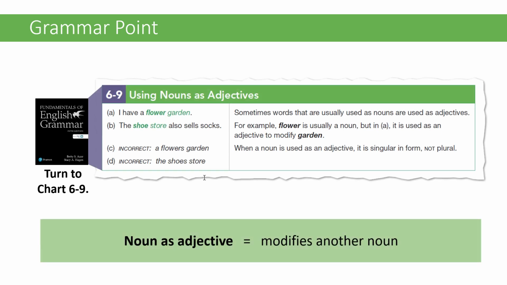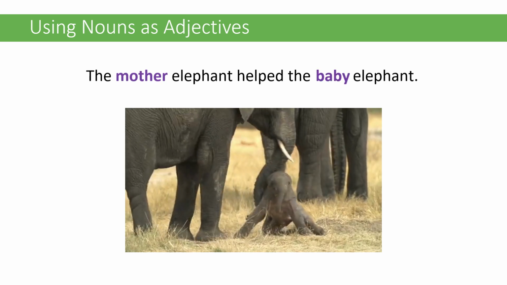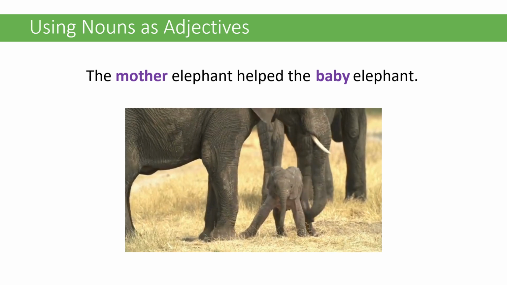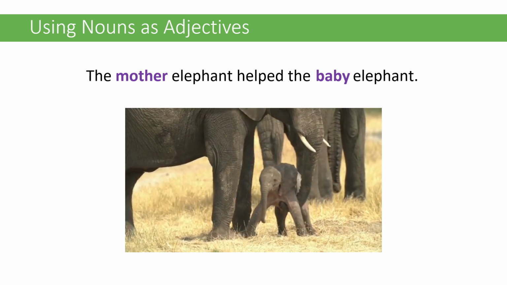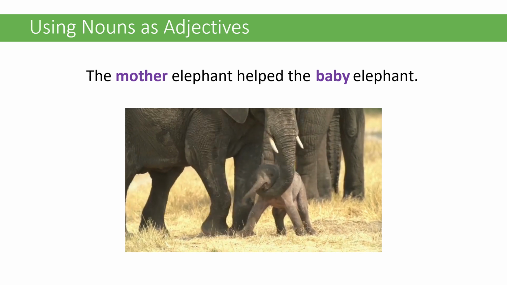Sometimes a noun can be used as an adjective. The form is singular when a noun is used as an adjective. Let's look at some examples. Which nouns are used as adjectives in this example? The mother elephant helped the baby elephant. The nouns mother and baby modify the noun elephant.